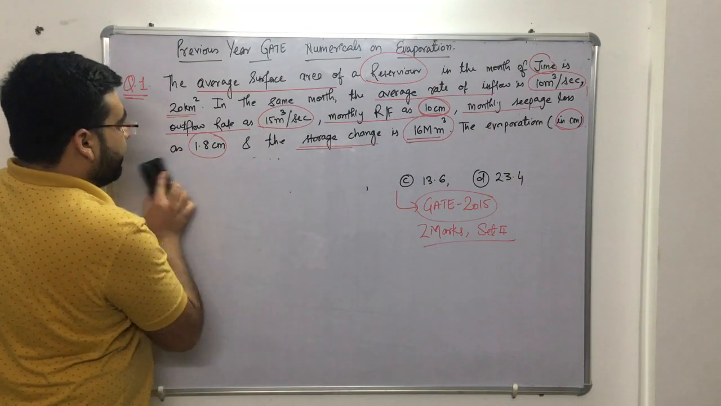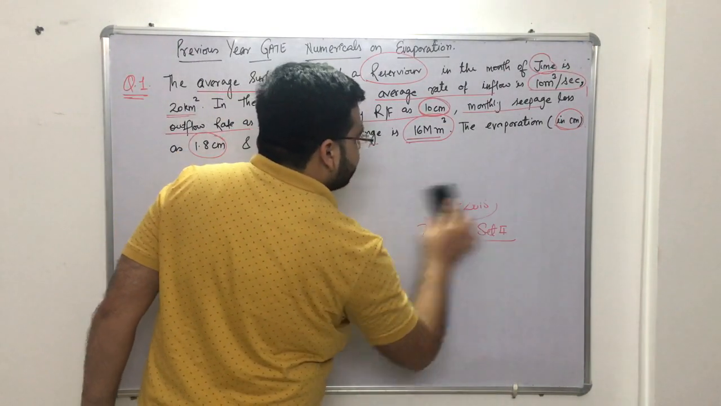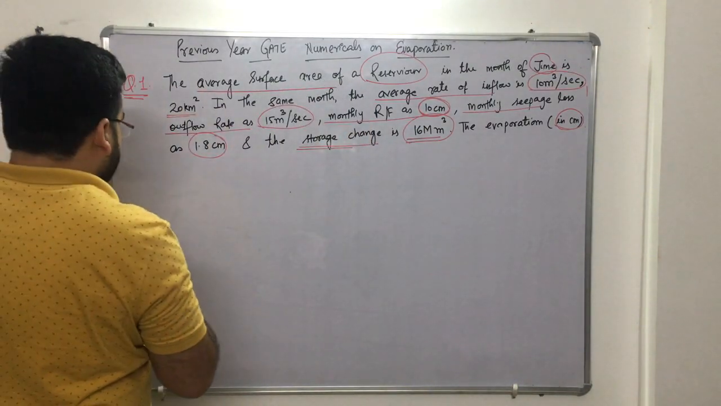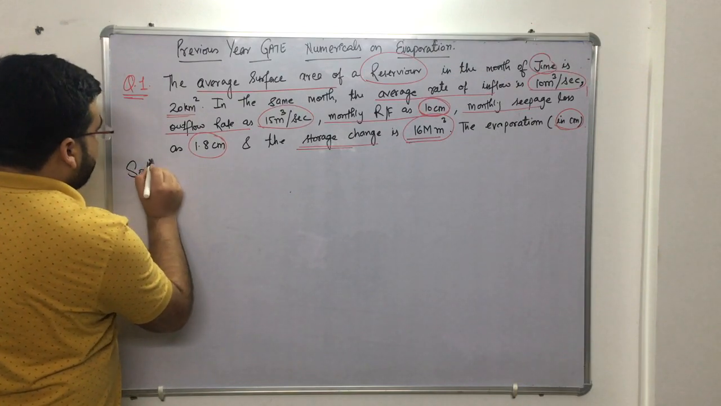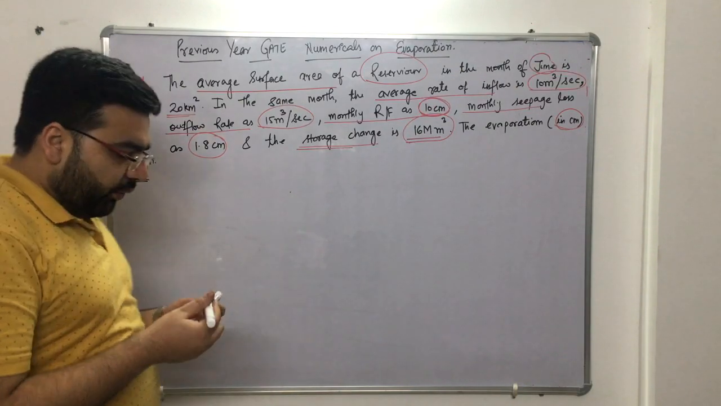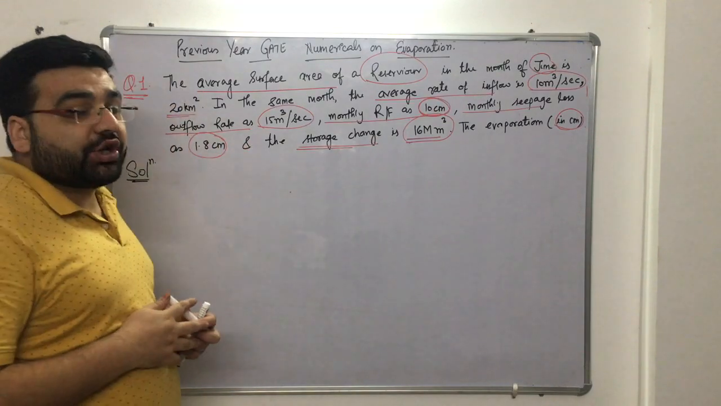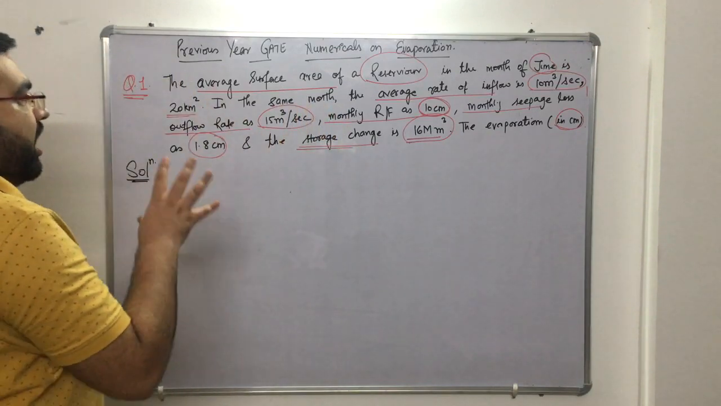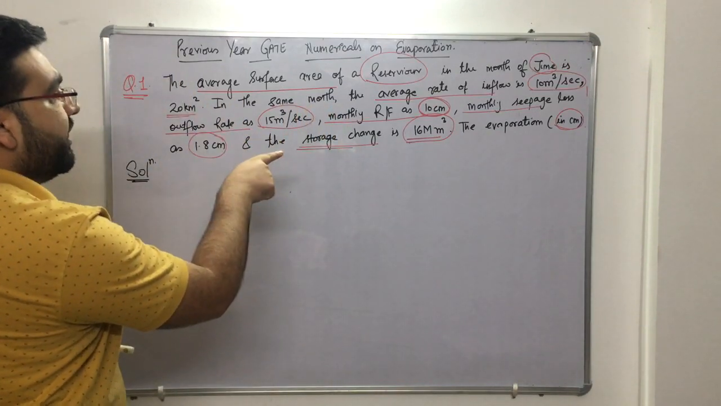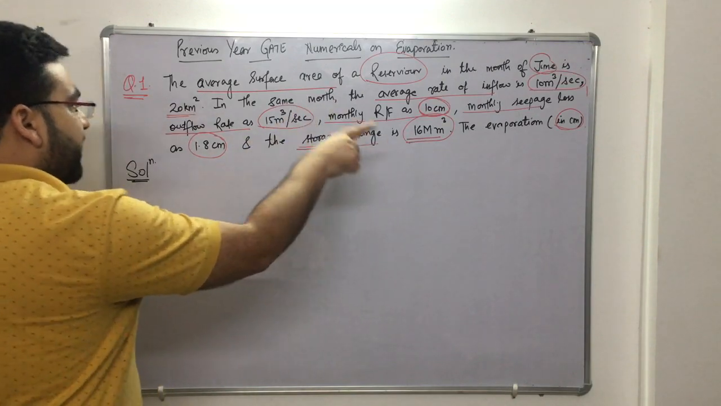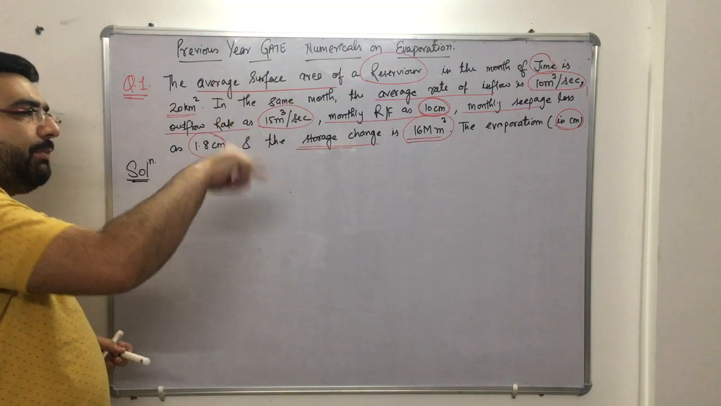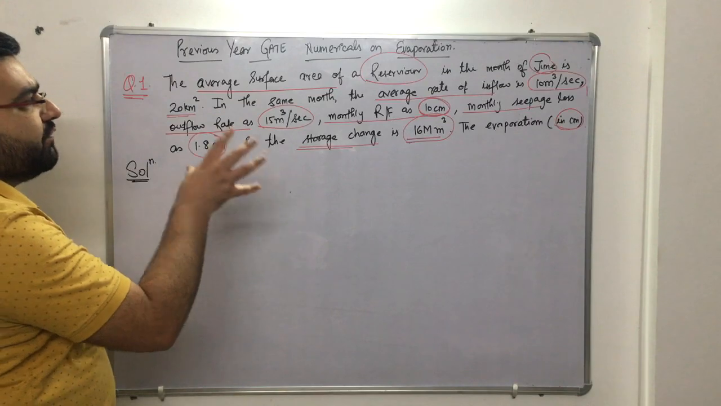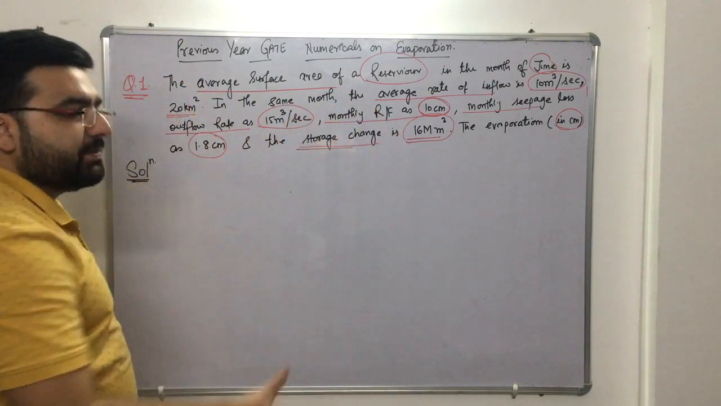Let me rub this. Now let us solve this numerical. Solution: the water budget equation. Now why water budget equation? The question has been framed in such a way that just by reading the numerical, I can see that inflow is given, outflow is given, infiltration, the seepage loss, will also be an outflow, and evaporation needs to be determined, which will also be a type of outflow.